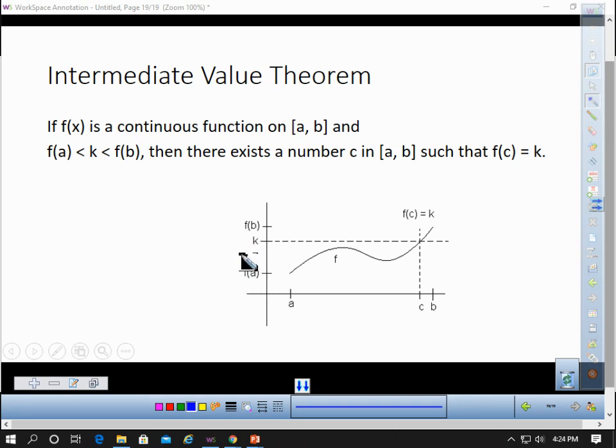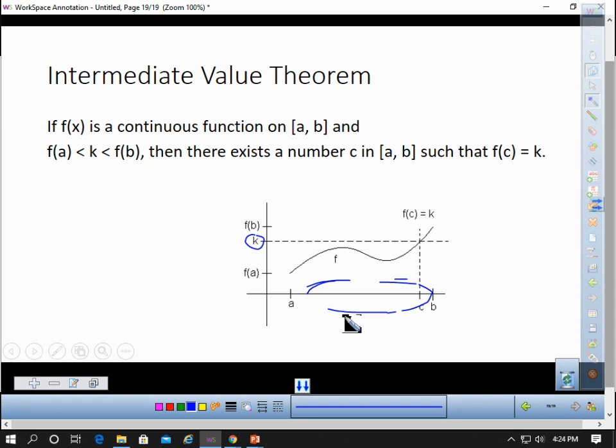So somewhere between these y values, there's some number k. And if we go out from there and hit the function and come down, there'll be a c value in between a and b that'll give you that k value that falls in between f of a and f of b. So as long as we know that our k value is in between f of a and f of b, we're guaranteed that there's some number in the interval that will give us that y value of k. That's the intermediate value theorem.